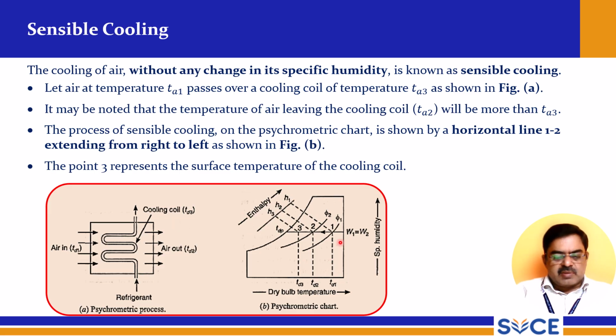Now this is the process 1 to 2. It is drawn from the right side to the left side, and W1, that is the specific humidity at point 1, is equal to the specific humidity at point 2. TA3 is lesser than TA2, and TA2 is lesser than TA1. So this is the difference between heating and cooling. You should remember these differences.